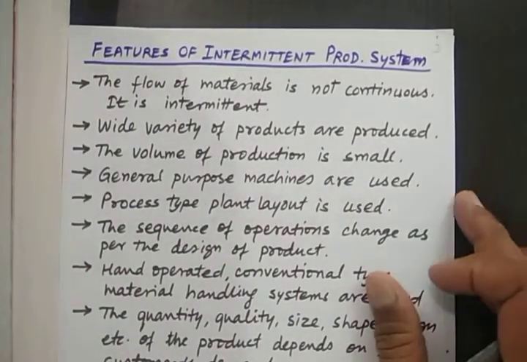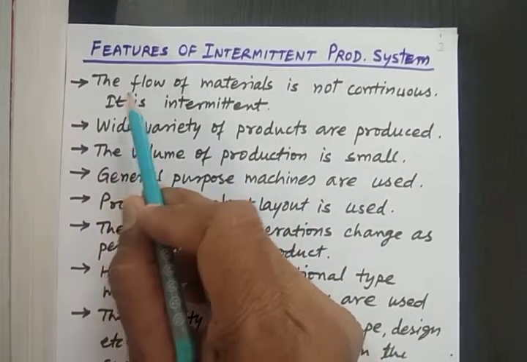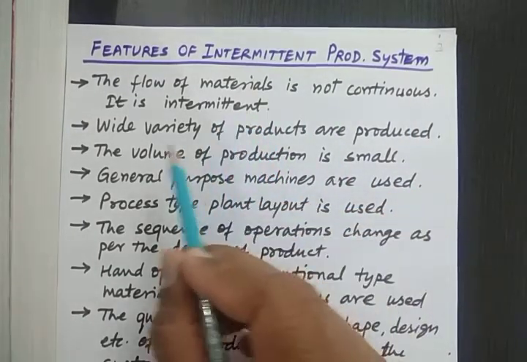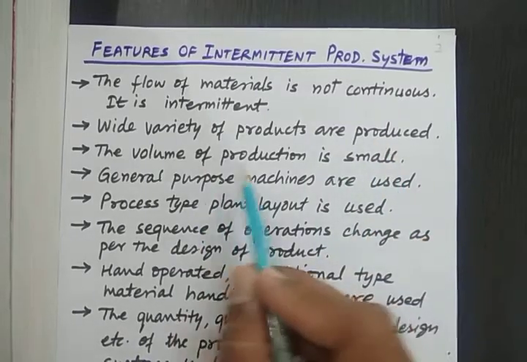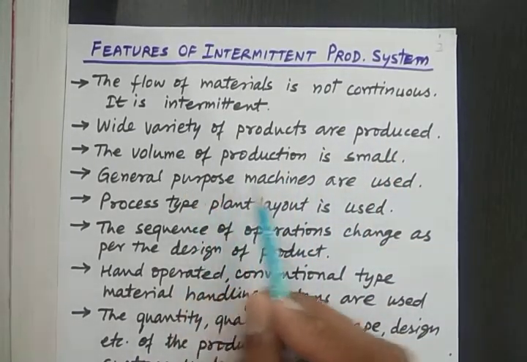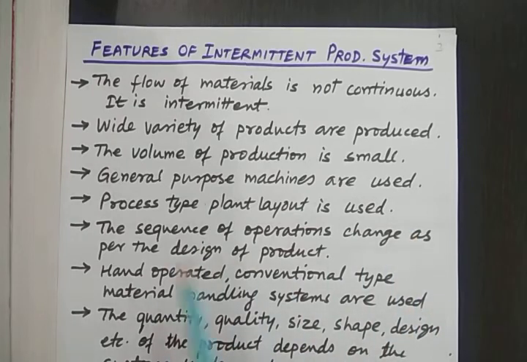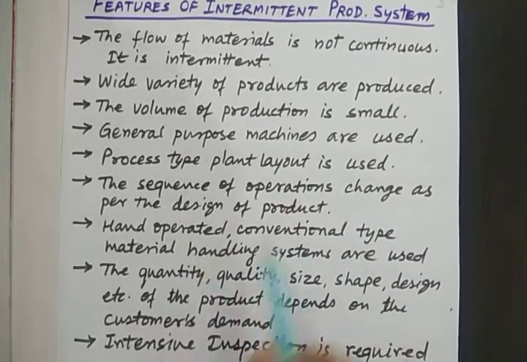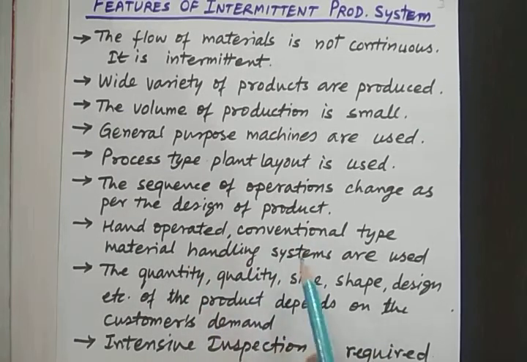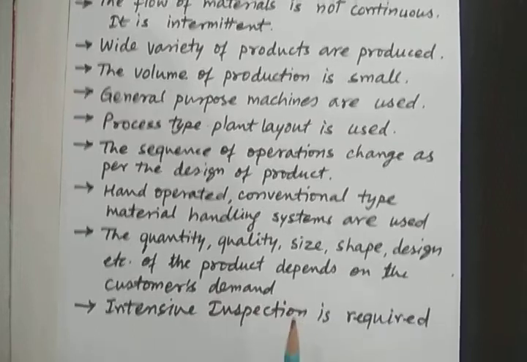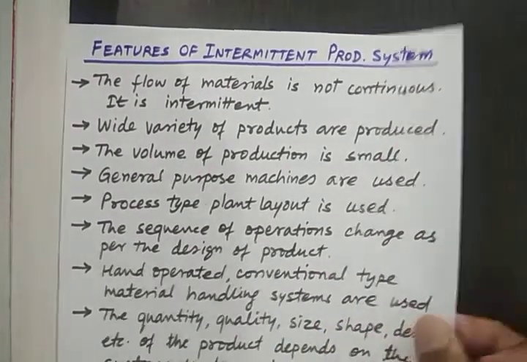Features of intermittent production systems are as follows. The flow of material is not continuous, it is intermittent. A wide variety of products are produced. The volume of production is small. General purpose machines are used. Process type plant layout is used. The sequence of operations changes as per the design of the product. Hand operated conventional type material handling systems are used. The quantity, quality, size, shape, design, etc. of the product depends on the customer's demand, and very intensive inspection is required. So these are the features of intermittent production system.